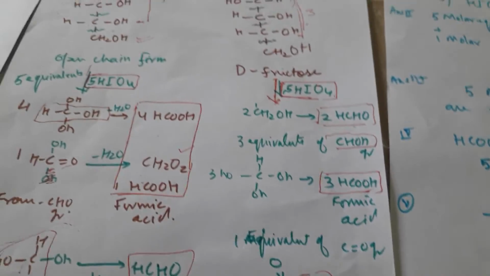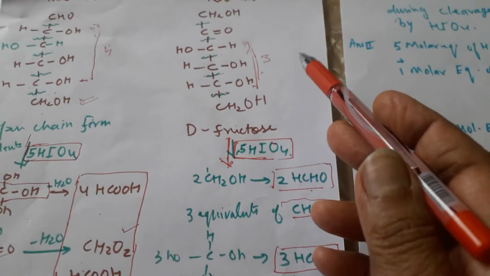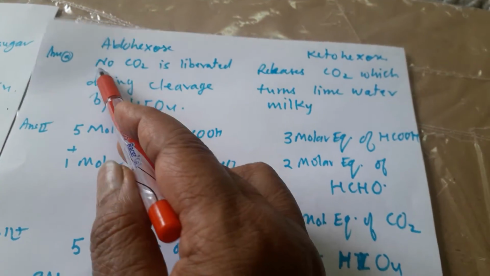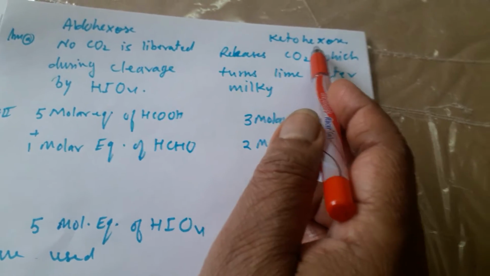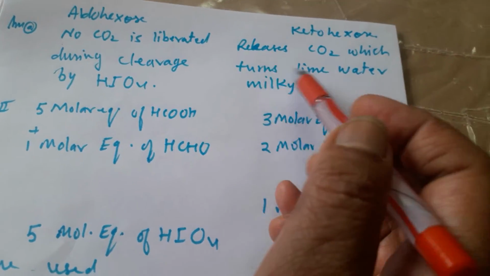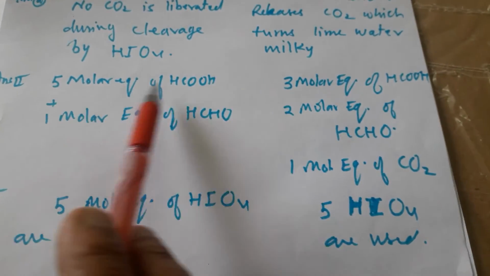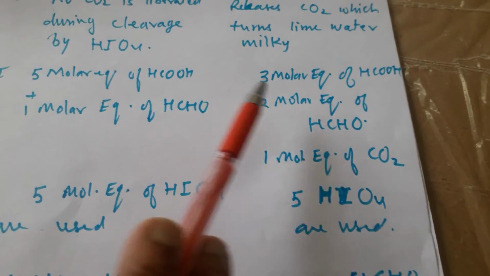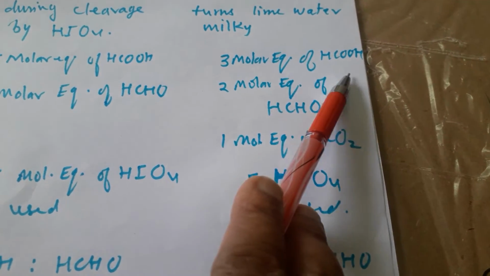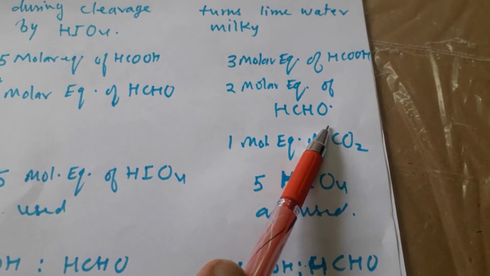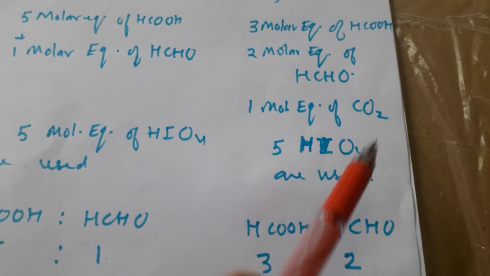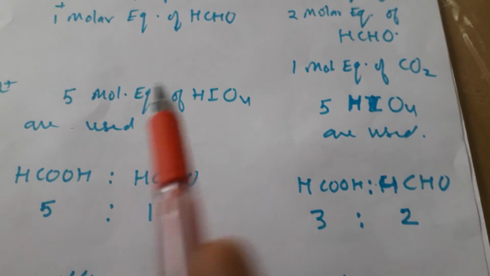So ketohexose sugar is giving you CO2. Now we are giving the answer. See here, no CO2 is liberated here. Here in ketohexose, CO2 is liberated. It turns lime water milky. And now 5 moles of formic acid and 1 mole of formaldehyde are obtained here. Here 3 molar equivalents of formic acid and 2 molar equivalents of formaldehyde are formed, and CO2 is released. 3 plus 2 is 5, and 6. The number of carbons should always remain the same, so that you will get the correct answer.